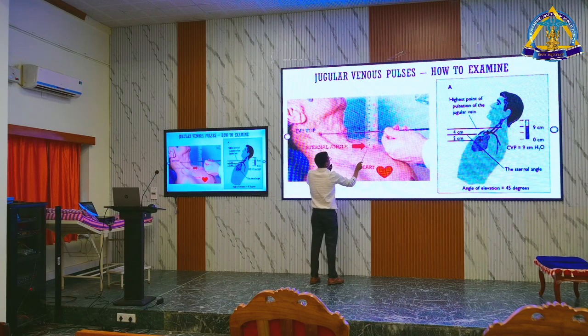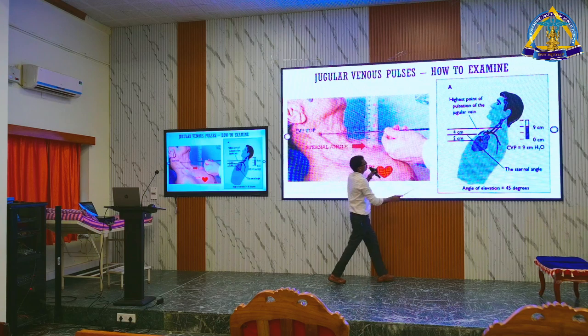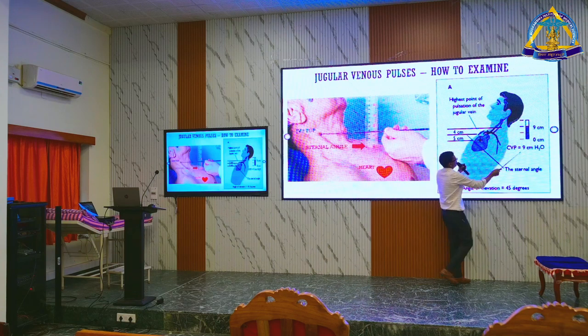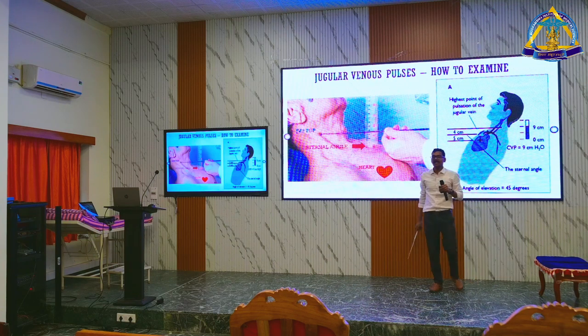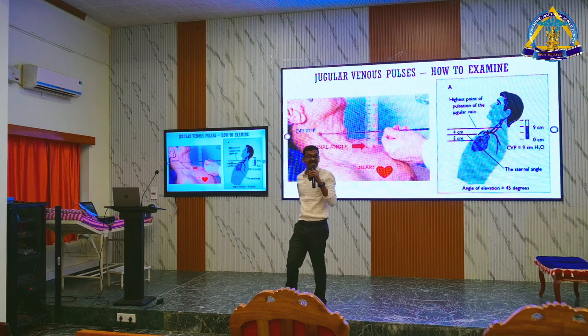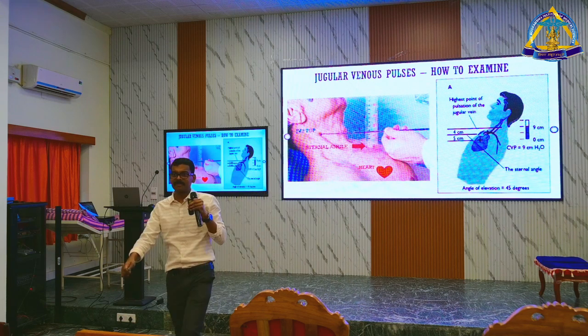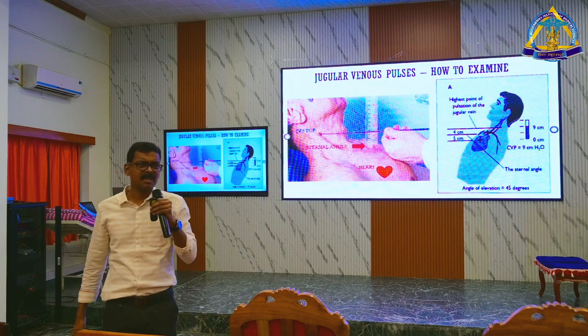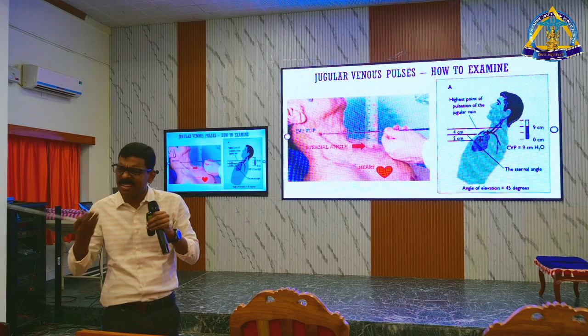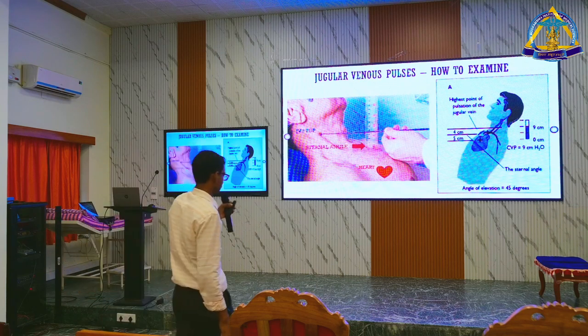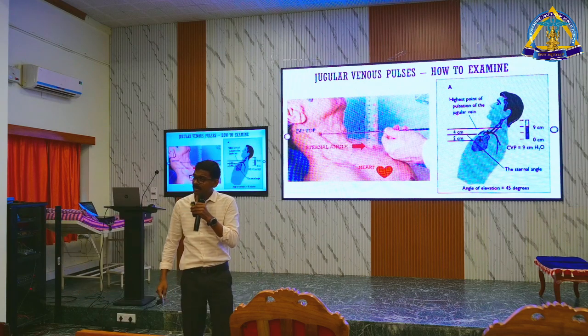You measure this part, 4 plus 5. 4 plus 5, 9 centimeters. So that is the jugular venous pressure in this patient. Elevated or normal? 6 to 8 is normal. So it's slightly elevated. Okay. Now have you understood how to measure?